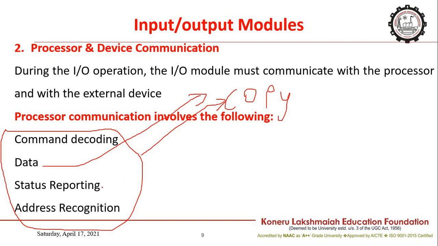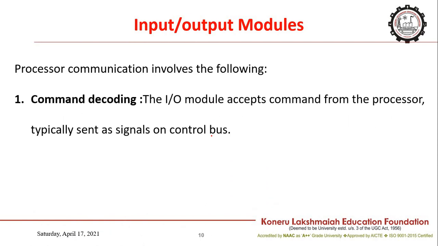And then status reporting. Status reporting is nothing but how much data is being inserted into the USB drive. And then address recognition is how much it is storing and where it is storing. All these things are done with the help of processor and device communication.